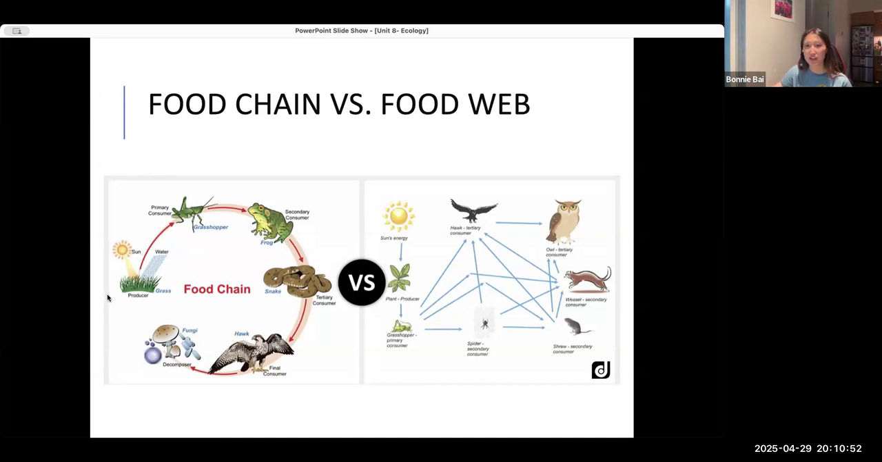Something that is not shown on here but was shown in the packet that you were supposed to be reading, I would suggest you find that picture if you don't know what I'm talking about. It shows the respiration rate versus the amount of energy that is transferred. So if you think about it, when the grasshoppers eat the plants, right? Or let's just say you, right?